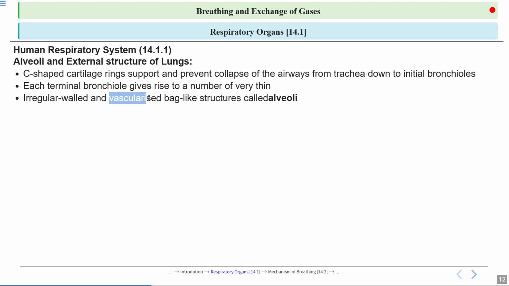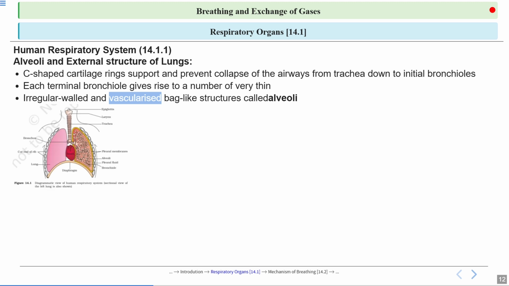These are highly vascularized, meaning the alveoli are surrounded by numerous thin-walled blood capillaries. Blood capillaries have a very thin wall, and that permits the exchange of gases. So the alveoli are highly vascularized. This image we have already discussed.